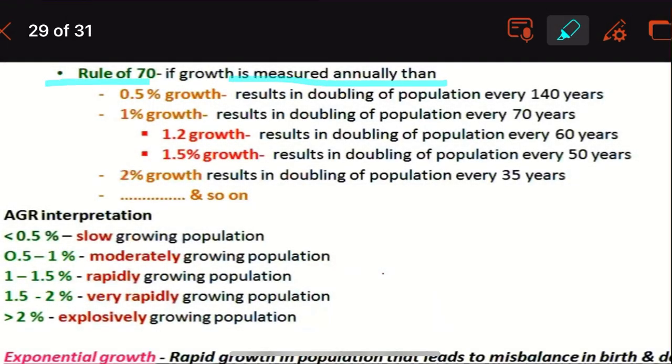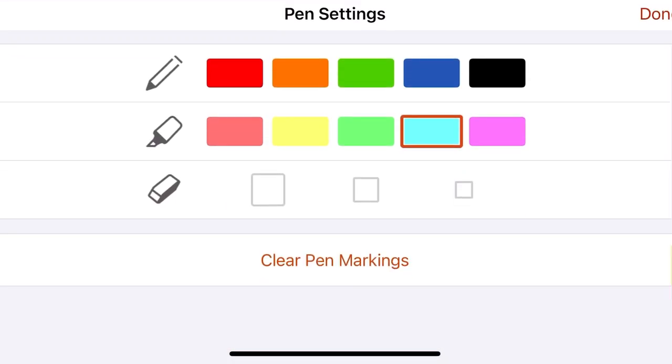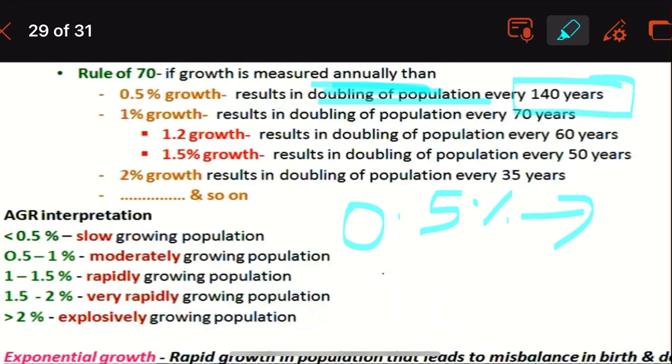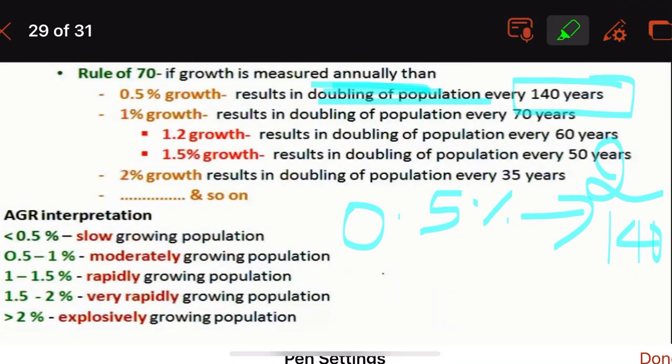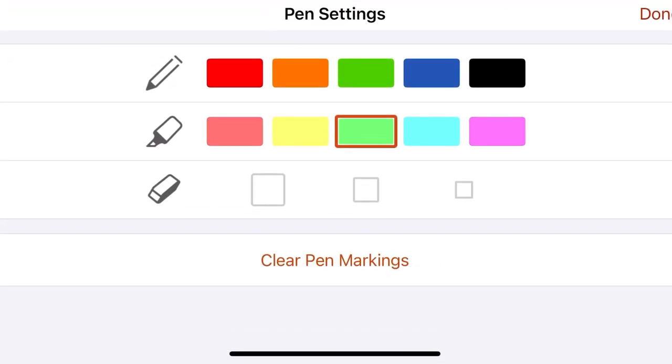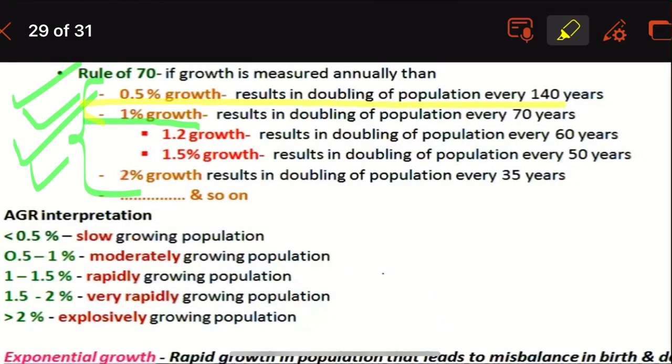According to the rule of 70, if you start measuring the growth annually, it shows that if there is 0.5% growth, there is doubling of the population every 140 years. To remember this, always go with this value, and the remaining you can calculate. Whatever is asked, you can calculate and tell the values. If there is 1% growth, the doubling of the population occurs in 70 years.